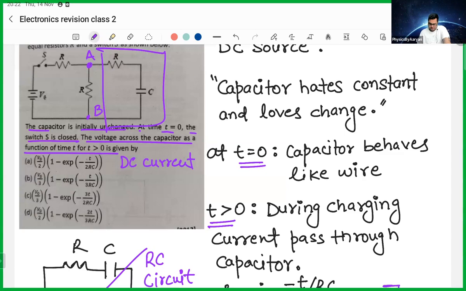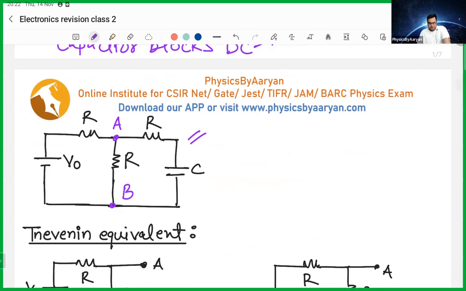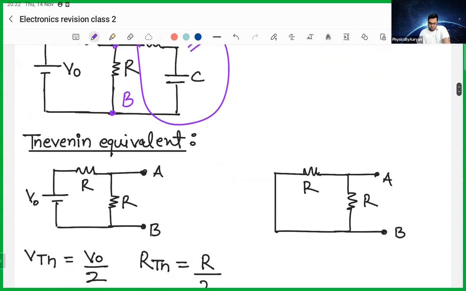So let's simplify the remaining circuit. This is my actual circuit, and I want to find the Thevenin circuit between AB. So I remove this much part, and now I want to simplify. There are two things we need: one is the Thevenin voltage, and one is the Thevenin resistance.